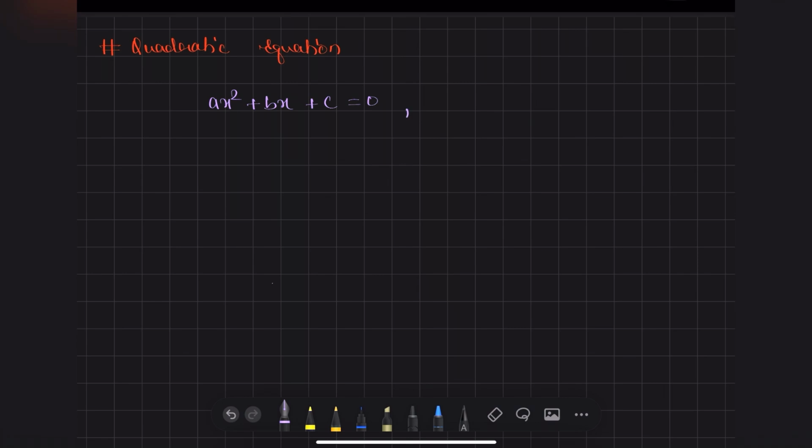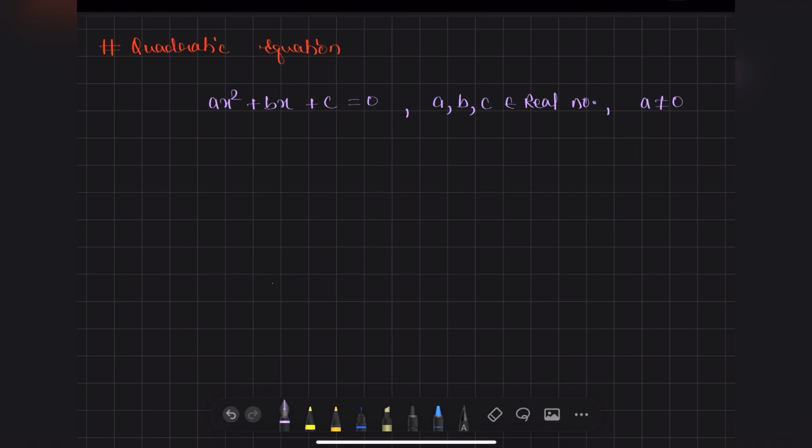And here you have to take care of certain conditions, that is a, b, c belongs to real numbers, and you have one more condition, that a cannot be equal to 0. The moment a becomes 0, this quadratic equation ends up being linear or constant. Okay, so you have these two conditions for a quadratic equation.